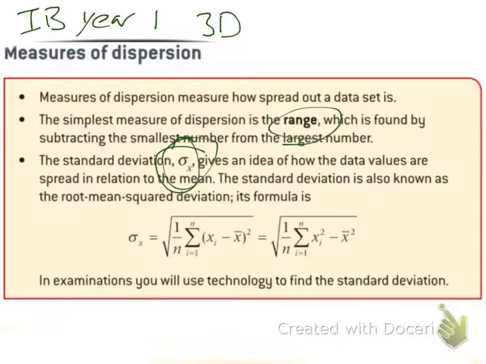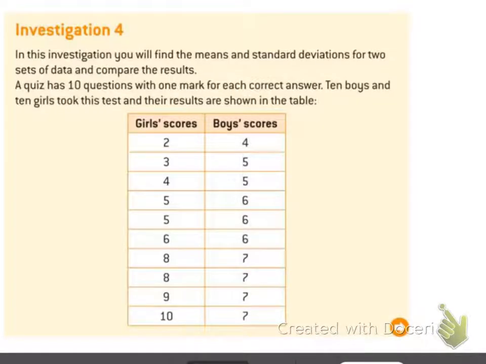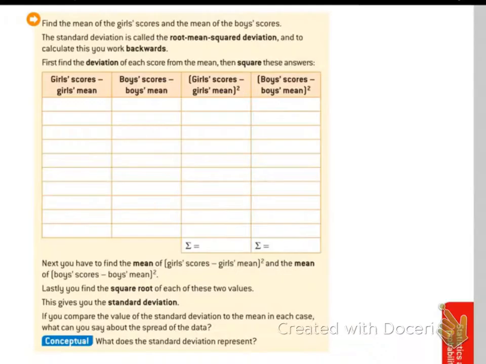Now if you go to the next page, this is an investigation. They want us to find the standard deviations and the means of the two data sets here, the girls' scores and the boys' scores. They take you through and say, look at the girls' scores and then minus the average or the mean, and you would put those in this column. You do the same thing for the boys' scores. I'm not going to take the time to do this because I think it's fairly straightforward. If you want to follow it, please do.